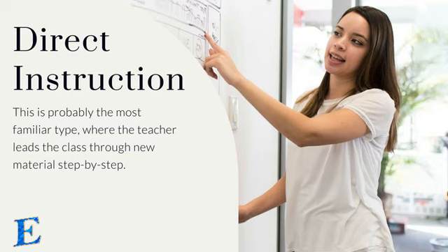First up, let's talk about the direct instruction lesson plan. This is probably the most familiar type, where the teacher leads the class through new material step by step. Here's a scenario. Imagine Mrs. Johnson teaching her 3rd graders about graphs. She starts by explaining the concept, demonstrates examples on the board, and then guides students through practice problems.